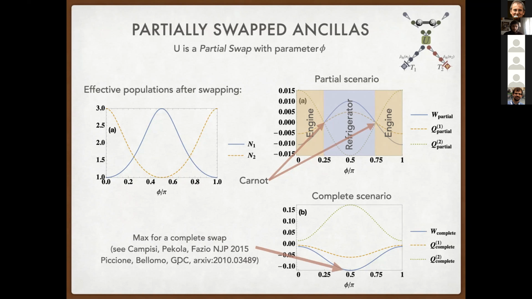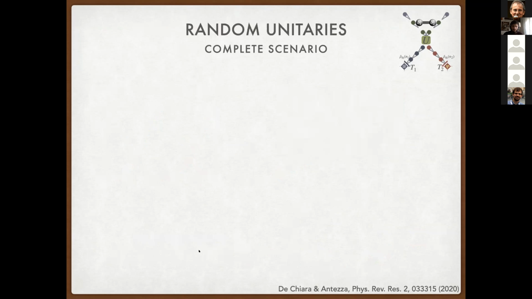And we also analyzed very recently the engine with swap operations in this paper here with Piccione and Bellomo. Okay, so this was for a simple case of partially swapped ancilla. I'm going to move to a rather more complicated case, which is the random unitaries, where U is taken as a random unitary with a uniform distribution.